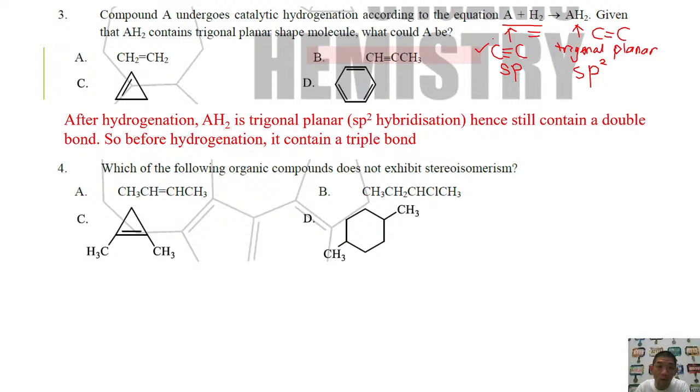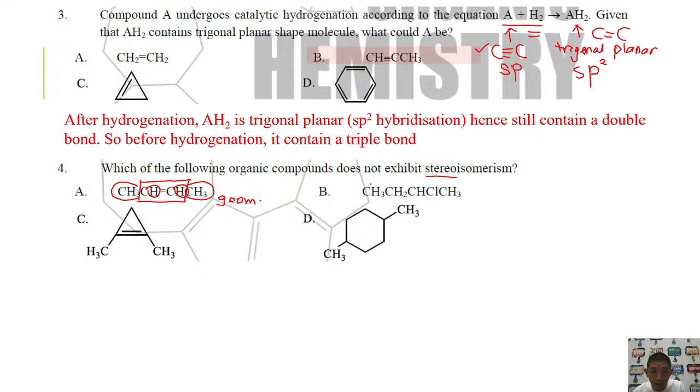And then number 4, which of the following does not exhibit stereoisomerism? In stereoisomerism, we look one by one at our choices. First of all, we have A, but-2-ene, because it contains a C double bond C, which might show geometrical isomerism. You see they are surrounded by 2 different atoms, so it is able to form a geometrical isomerism.